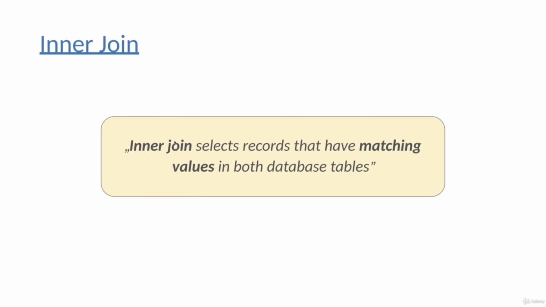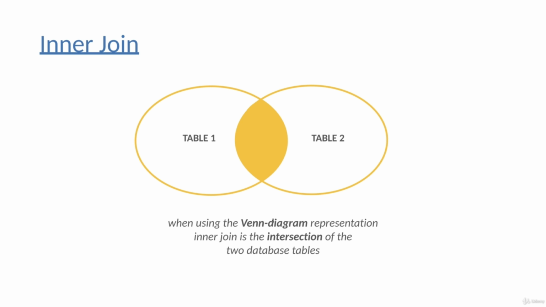Okay, so inner join selects records that have matching values in both database tables. So we are going to take a look at a concrete example, and it is going to be clear what's happening under the hood. As far as the Venn diagram representation is concerned, inner join is the intersection of the two database tables. So if we have the first database table and the second database table, then inner join has something to do with the intersection of these database tables.